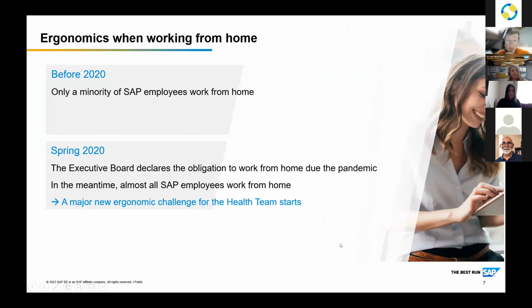Okay, next slide. Due to the global pandemic, we have had an exceptional situation in the last 2 years. Before 2020, very few of our employees worked from home, and this changed with the onset of the pandemic and the decision of the SAP board that all employees should work from home. Because of that, our team, and Jürgen in particular, as an ergonomic consultant, developed special pandemic-related support. With that said, I would like to hand over to Jürgen for more information about ergonomic offerings within SAP.